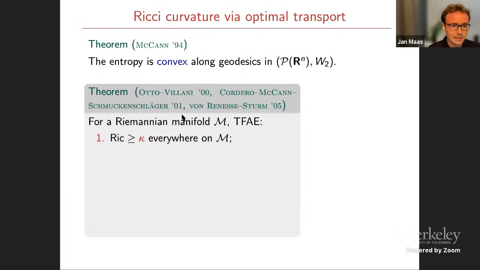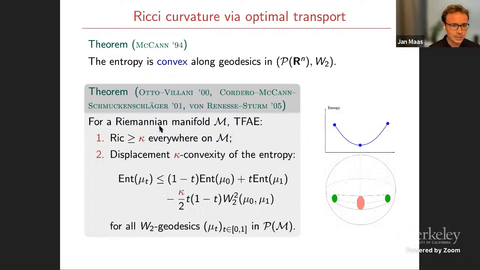Okay, and then this result got extended to Riemannian manifolds in a series of works. And there the statement is that for a Riemannian manifold M, the following assertions are equivalent. Firstly, that the Ricci curvature of your manifold is bounded from below by kappa, where kappa is just a scalar constant. If you don't know what Ricci curvature is, it doesn't matter for this presentation very much, but it's one important concept of curvature. And this condition is equivalent to the kappa convexity of the entropy along geodesics in the Wasserstein space on your manifold. This kappa convexity means that you have the convexity of the entropy minus some correction involving your constant kappa coming from the curvature and the Wasserstein metric.